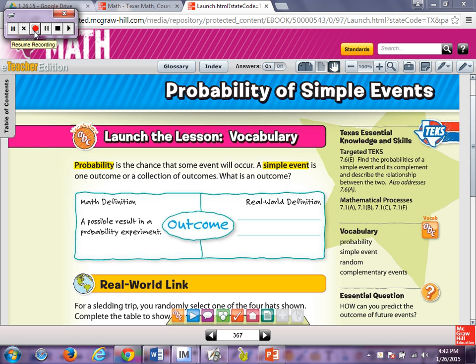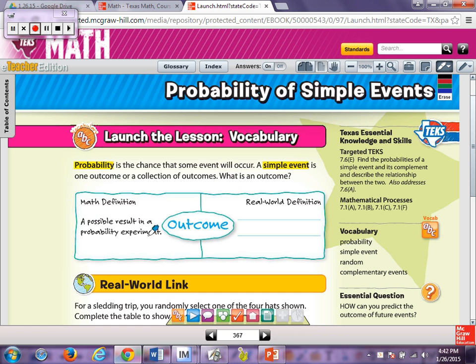Alright guys, now we're ready to start on probability of simple events. Now before we begin, I'm just gonna review, and remember, a sample space is the set of all possible outcomes. Okay, now probability is the chance that some event will occur, and a simple event is one outcome or a collection of outcomes. So after all of this, what is an outcome? Our math definition states that it is a possible result in a probability experiment.